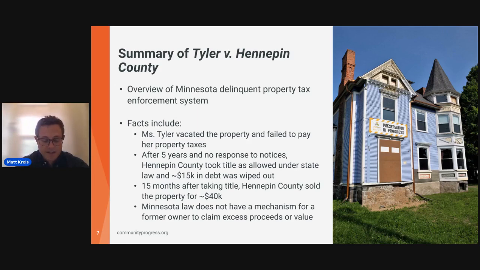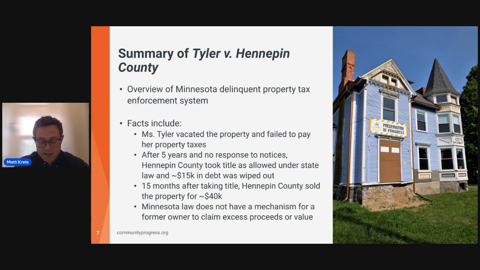In the case, 94-year-old Geraldine Tyler stopped paying taxes on her condo in Hennepin County, Minnesota. The county repeatedly sent a number of notices to Ms. Tyler, and then, as summarized in the case, they followed the letter of the law. They let her know after a period of about 5 years or so of not paying the property taxes. She accrued roughly $15,000 in unpaid taxes, interest, and fees. At the end of that period, about 5 years, the county took title and possession of the property, as they were able to do in state law. About 15 months after that, they sold the property for $40,000.